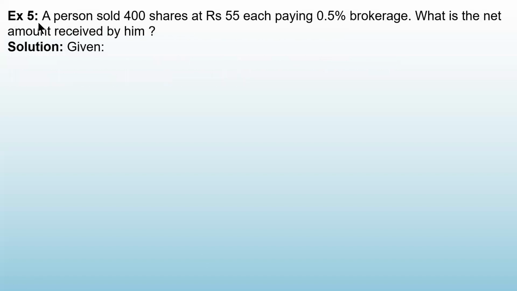Look at this question. A person sold 400 shares at rupees 55 each, paying 0.5% brokerage. What is the net amount received by him? Look at what is given to you in this question. See, every question is different. You have to read and write down what is given and what is asked. So what is given here? Person sold 400 shares. So you are given that number of shares sold is 400. So let us write down.